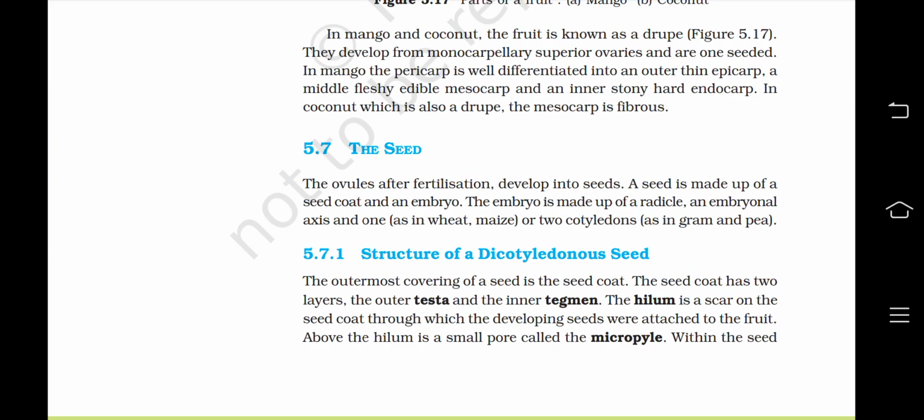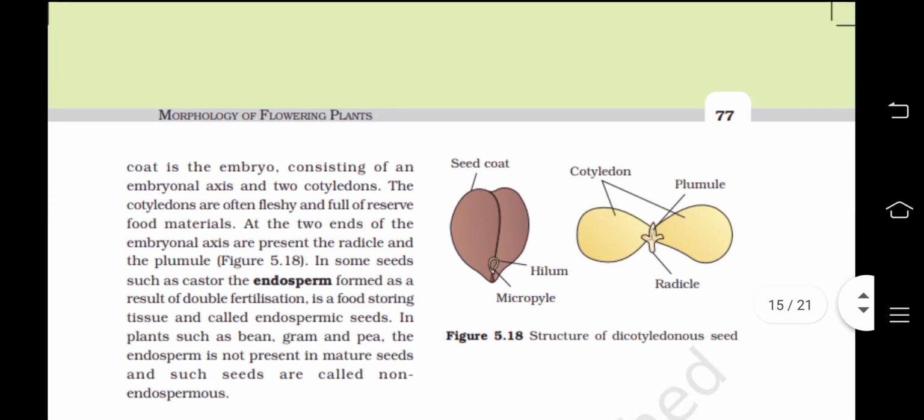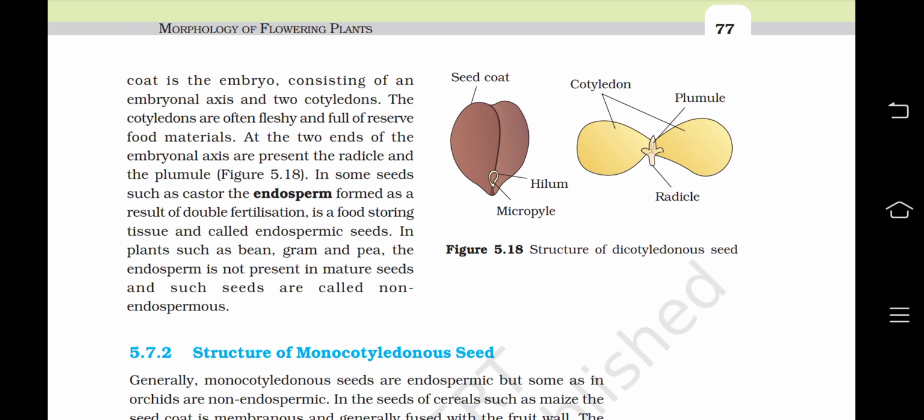Structure of a dicotyledonous seed. The outermost covering of a seed is the seed coat. The seed coat has two layers, the outer testa and the inner tegmen. The hilum is a scar on the seed coat through which the developing seeds were attached to the fruit. Above the hilum is a small pore called the micropyle. Within the seed coat is the embryo, consisting of an embryonal axis and two cotyledons. The cotyledons are often fleshy and full of reserve food materials. At the two ends of the embryonal axis are present the radicle and the plumule.